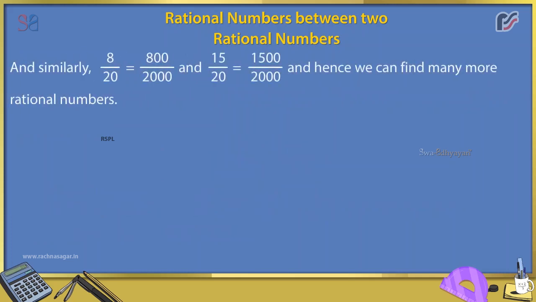And similarly, 8 by 20 is equal to 800 by 2000 and 15 by 20 is equal to 1500 by 2000. And hence, we can find many more rational numbers.